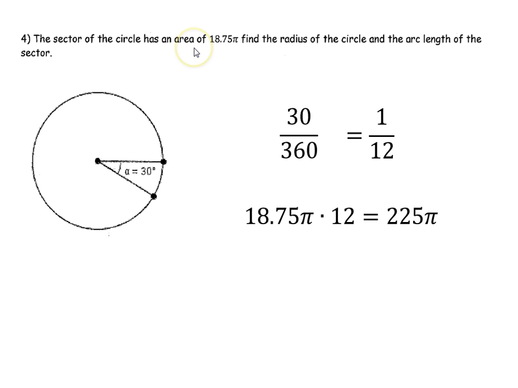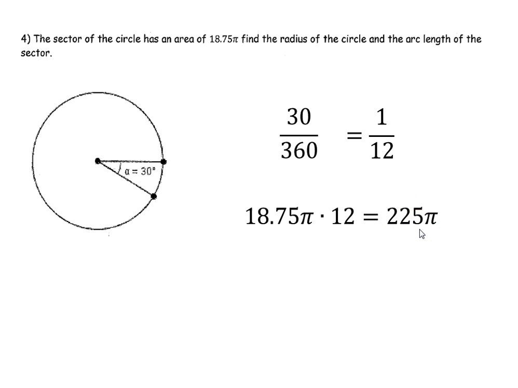So if I want to find the area of the whole circle, I'm going to do 18.75 pi times 12, because there are 12 of these 18.75 pi's that make up the whole circle. And I get 225 pi. Notice I leave the pi as pi. The 225 comes from 12 times 18.75, and I leave it as pi just because I don't want to deal with decimals. So 225 pi, this number is very important.